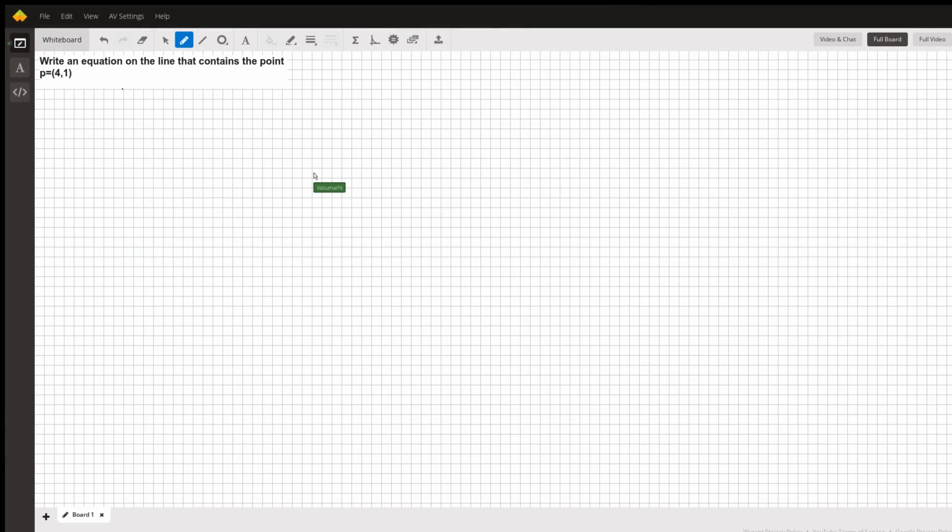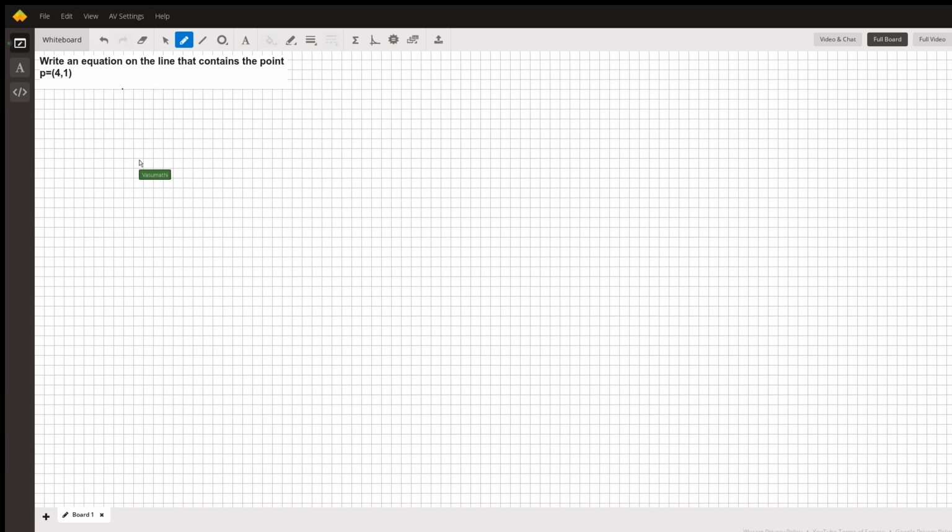Okay, here is a question. We are given a point P with the coordinates 4 for the x coordinate and 1 for the y coordinate. And there is a line that contains this point. So the task is we have to write the equation for the line that contains this point.